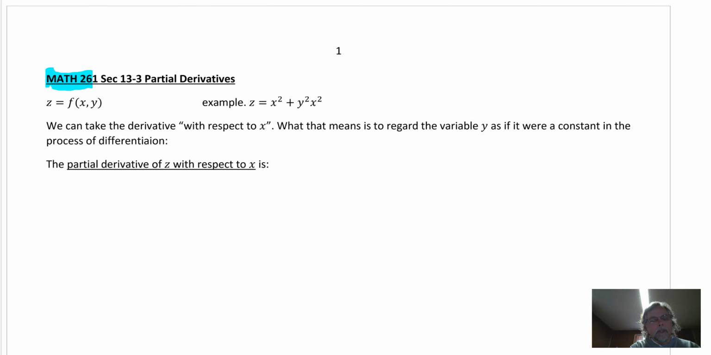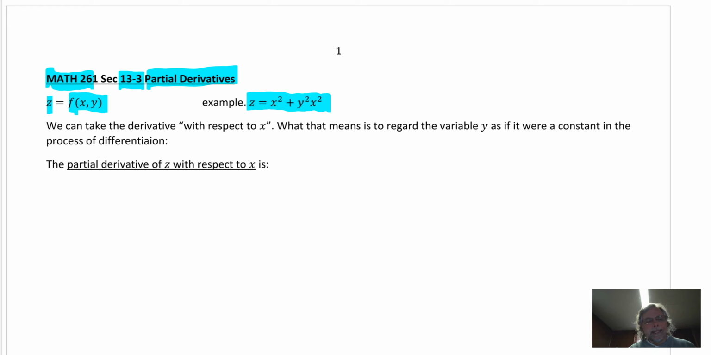This is Math 261, Section 13.3 on partial derivatives. And the situation here is we have a function z of two variables, f of x comma y, such as this: z equals x squared plus y squared times x squared. And there's going to be two different partial derivatives of such a function of two variables.